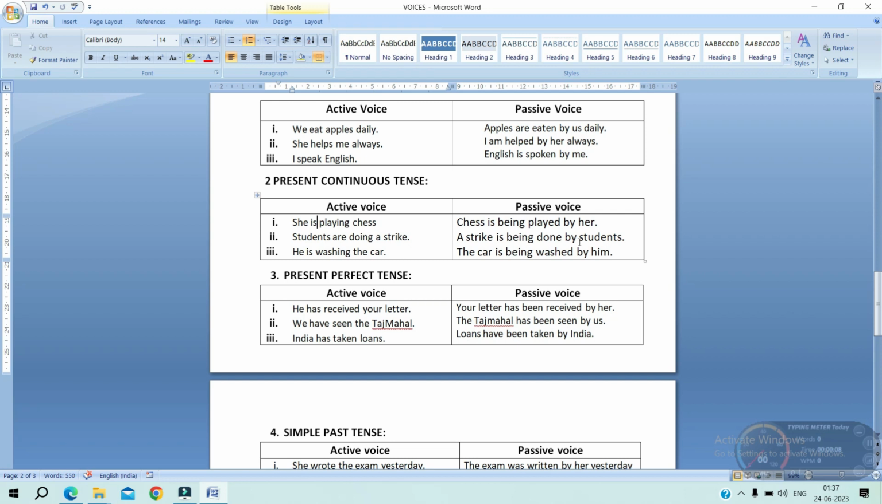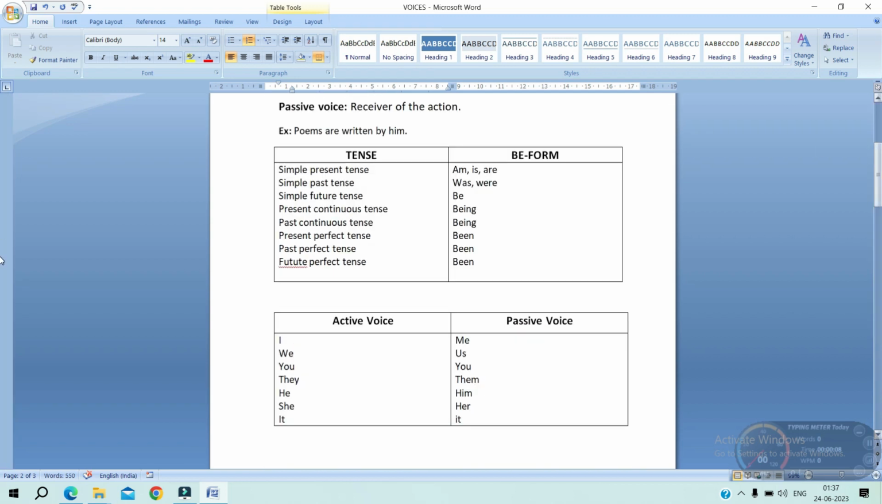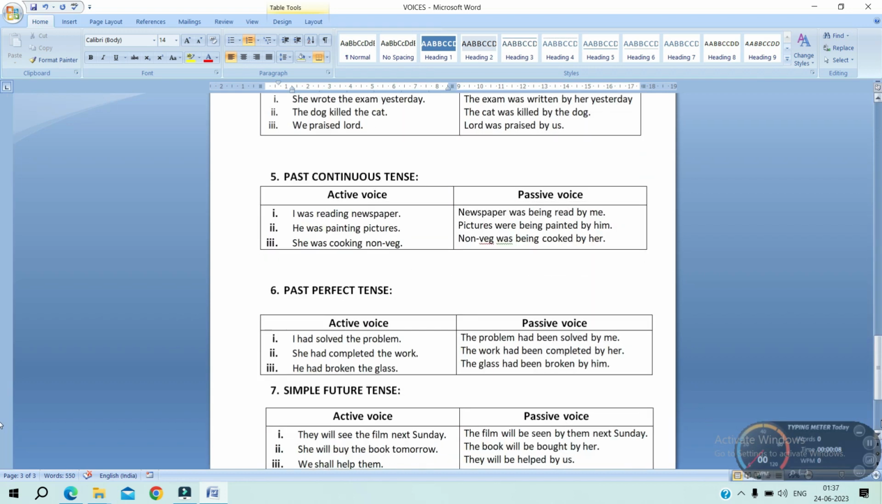And we'll see present perfect also. He has received your letter. Your letter has been received by him. If we remember this being here: in present perfect we are using been and in present continuous we are using being. If we remember these two tables, then definitely we will frame a sentence by using the structures.